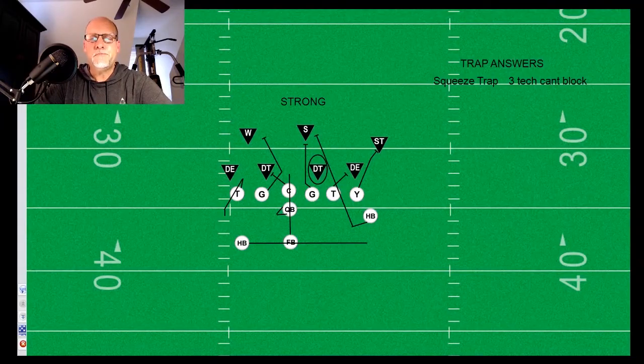Okay. Now, why the midline? Well, there's a lot of reasons. One, we talked about trap answers. The other reason: if you've got a quarterback who's a runner, who that's one of his talents, this is just another way to get the ball in his hands.